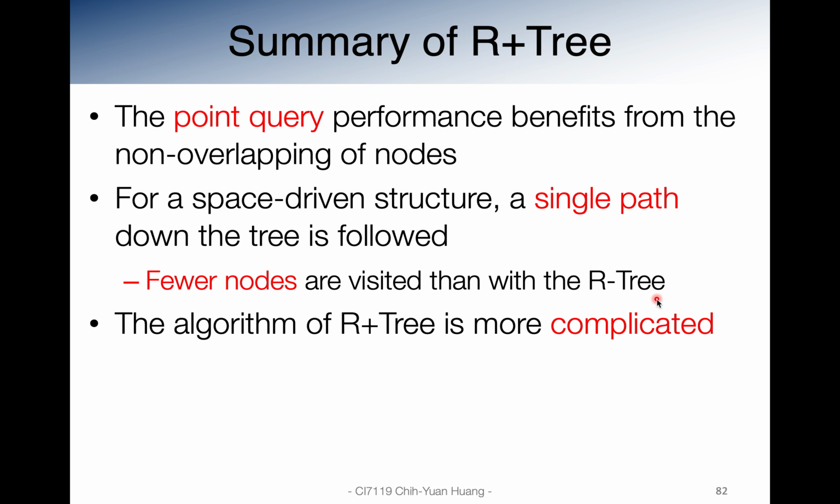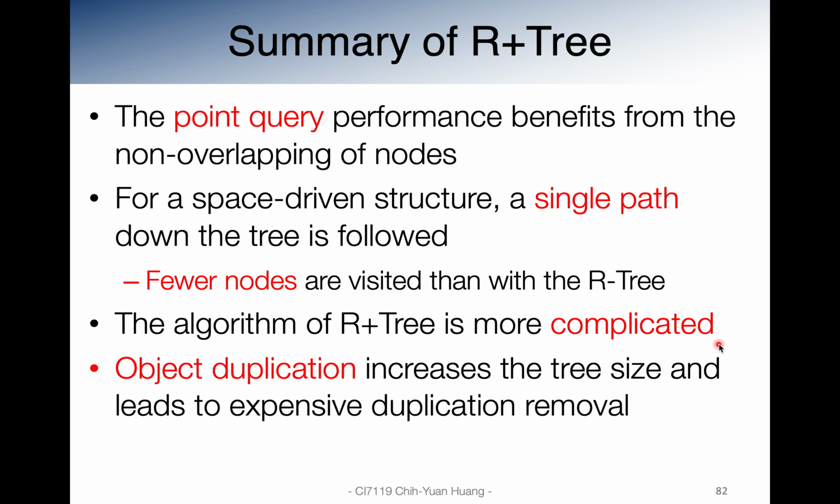However, the algorithm of the R+ tree is much more complicated, because instead of just splitting the nodes and grouping those entries, you also need to consider the clipping of the data. So the algorithm is more complicated. And the other, more critical drawback to this design is on the window query.